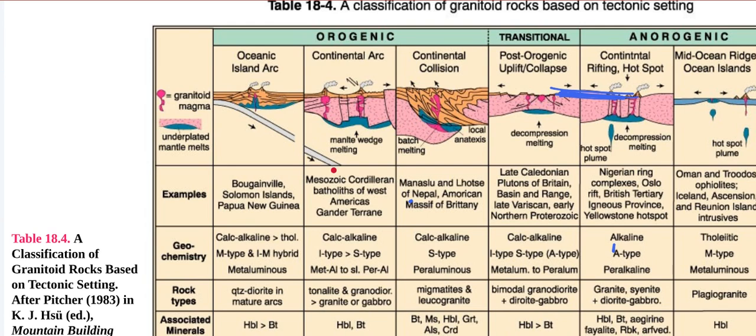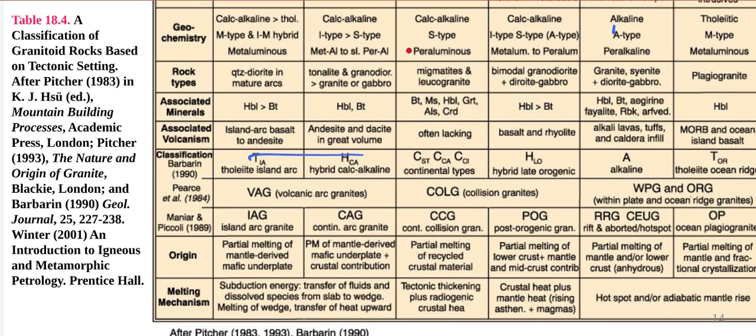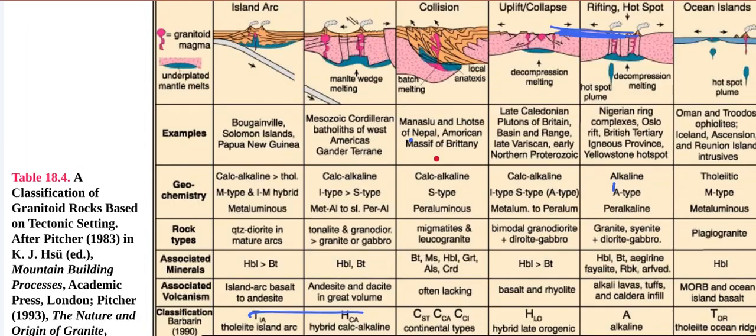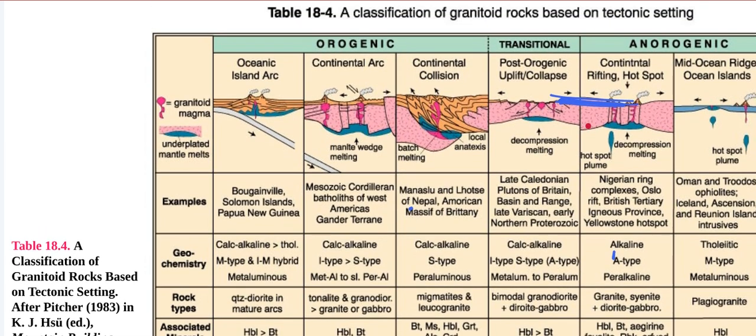Okay, so this diagram is available in Winter. You can follow this diagram. जो भी मैंने पढ़ाया वही चीज यहाँ पर लिखा हुआ है एक टेबल बना के, ठीक है. बाकी यहाँ पर एक्स्ट्रा चीज है ट्रांजिशनल. That means orogenic और अनऑरोजेनिक के बीच में एक ट्रांजिशनल, ठीक है. Okay, so you can follow this table.